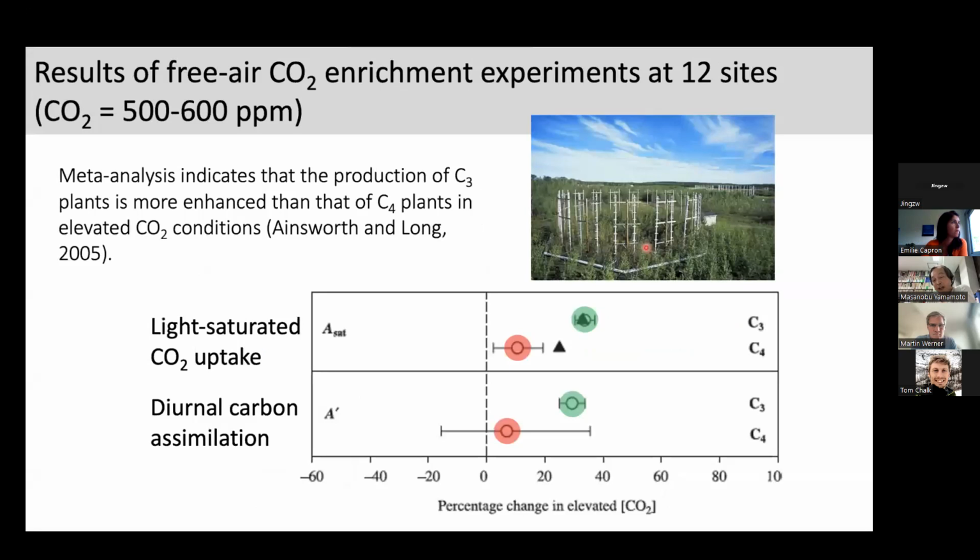This theory and inference were proved by free air CO2 enrichment experiments. These experiments were conducted intensively in the 2000s. Meta-analysis indicates that the production of C3 plants is more enhanced than that of C4 plants at a higher CO2 level.